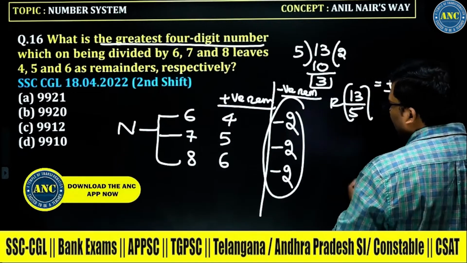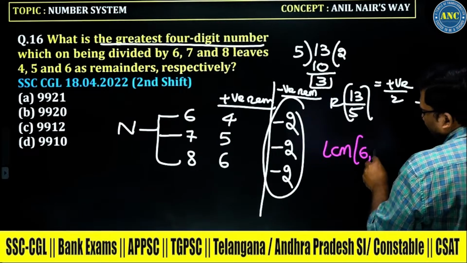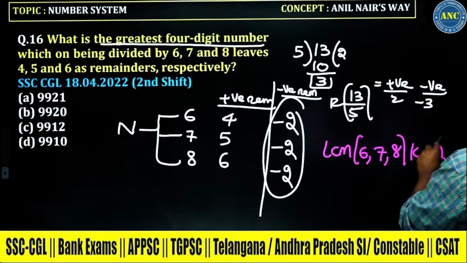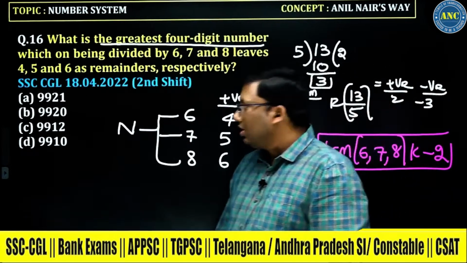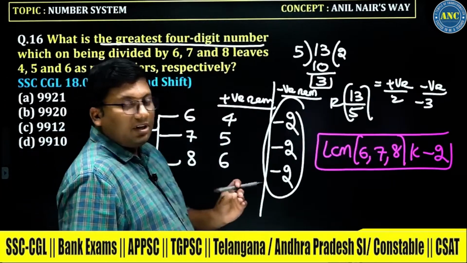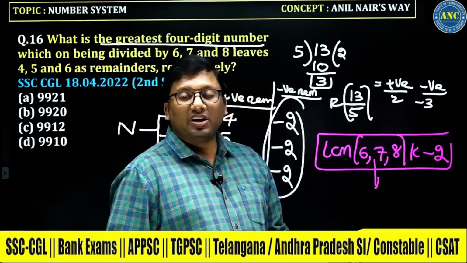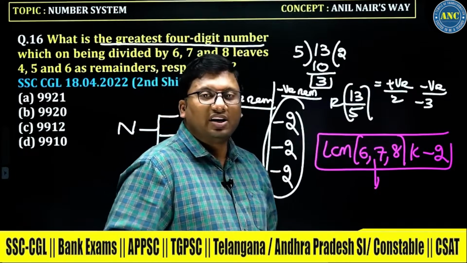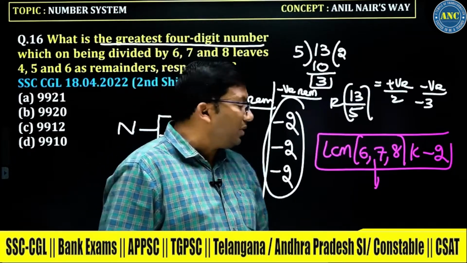So what will be the form of the answer? The number is divisible by 6, 7 and 8 in all cases, with negative remainder minus 2. See here, when divided by 3, the negative remainder should be minus 2, which means the positive remainder should be plus 1.